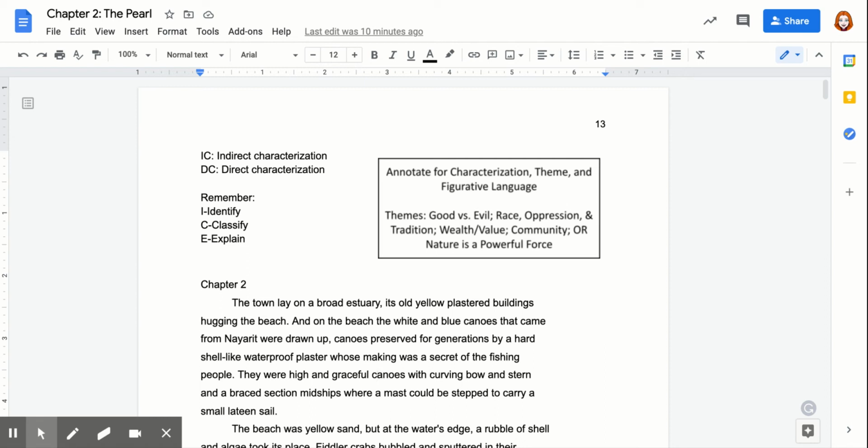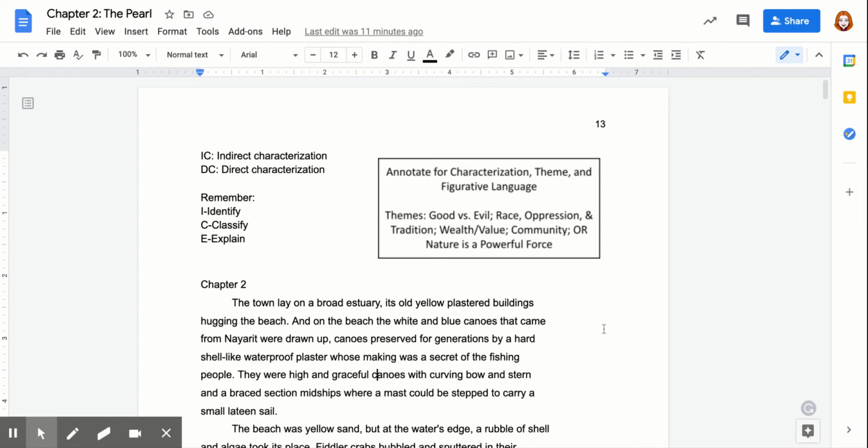Hi, everyone. I just wanted to quickly give you a review tutorial on how to annotate because you're going to be annotating chapter 2. Since we can't annotate in our books, this is an opportunity to practice those skills. And then you can take the information that you've annotated and put it into your online journal for The Pearl. So let's get started. One thing that we haven't talked about is annotating for figurative language. That is definitely one option as far as annotation is concerned.